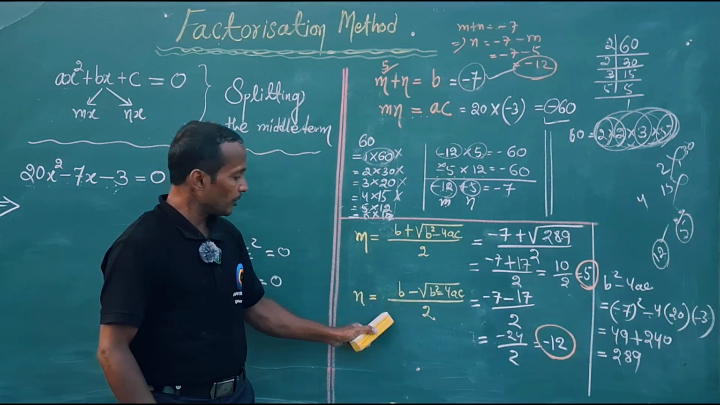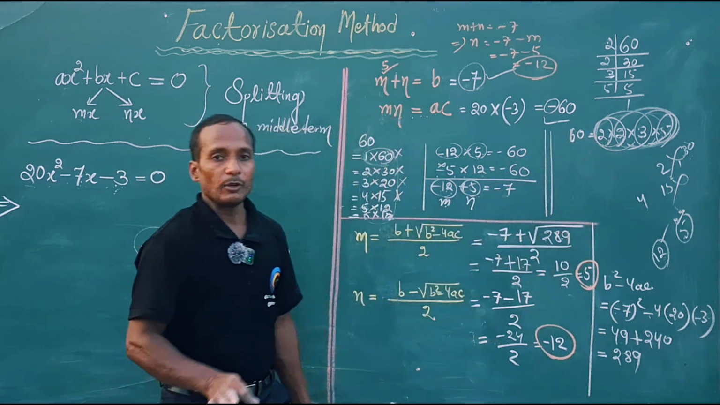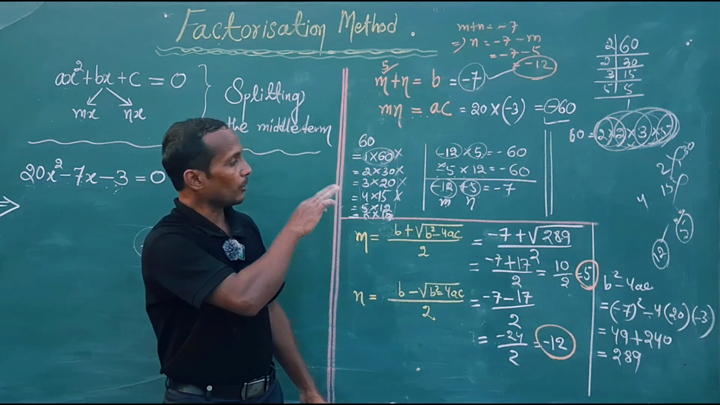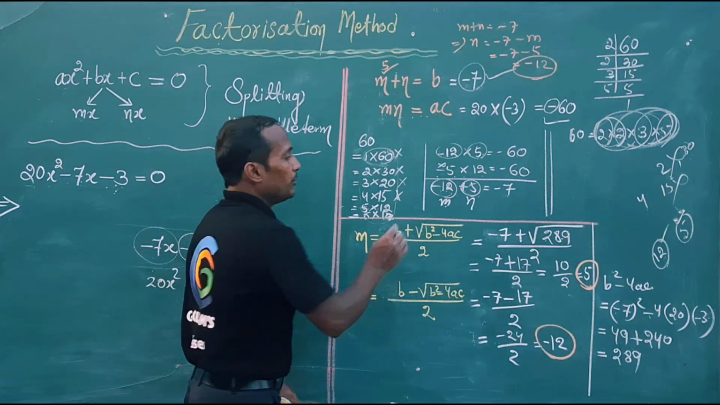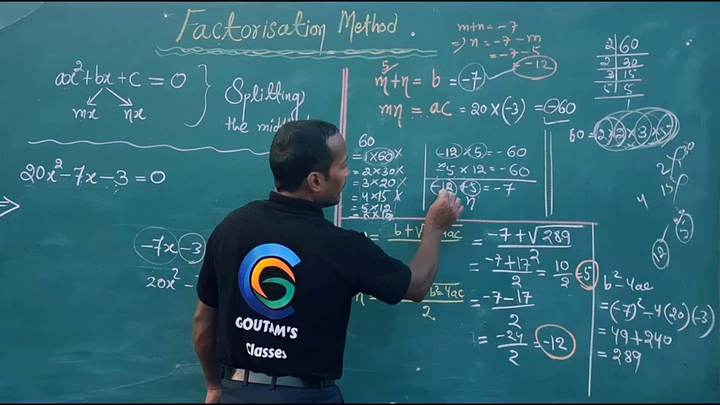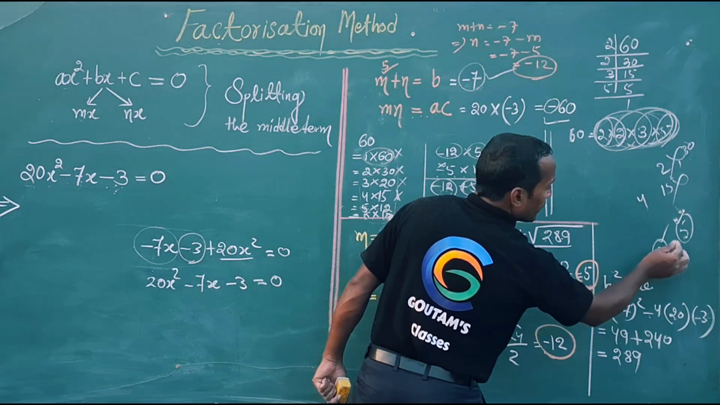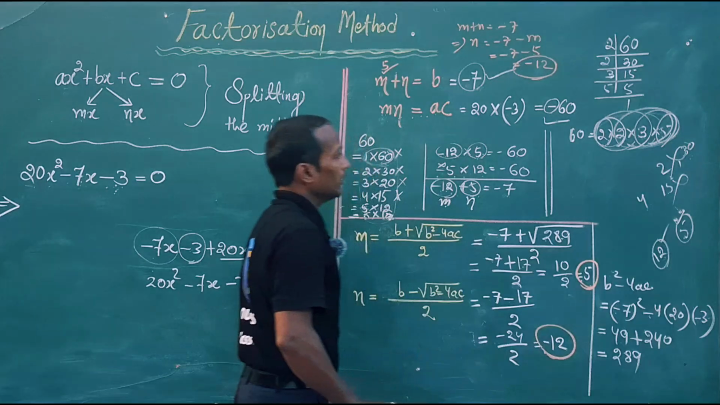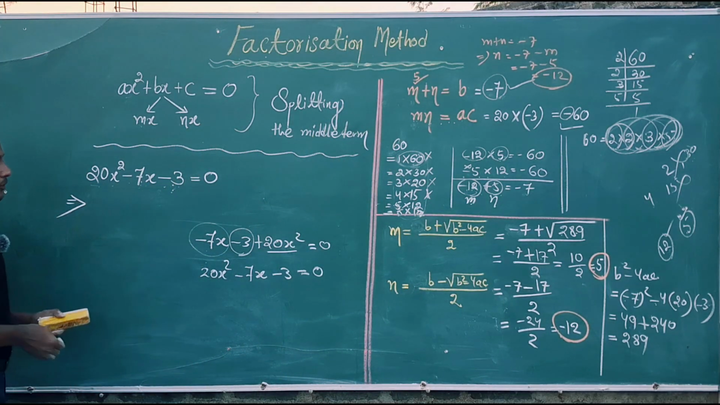So by applying this process or this process or this process, in any process you can get it. Whichever process you find easy, apply that. Okay, so the values of m and n are minus 12 and plus 5. In this case also we will get the same. So let us go to factorize this and find the solutions.